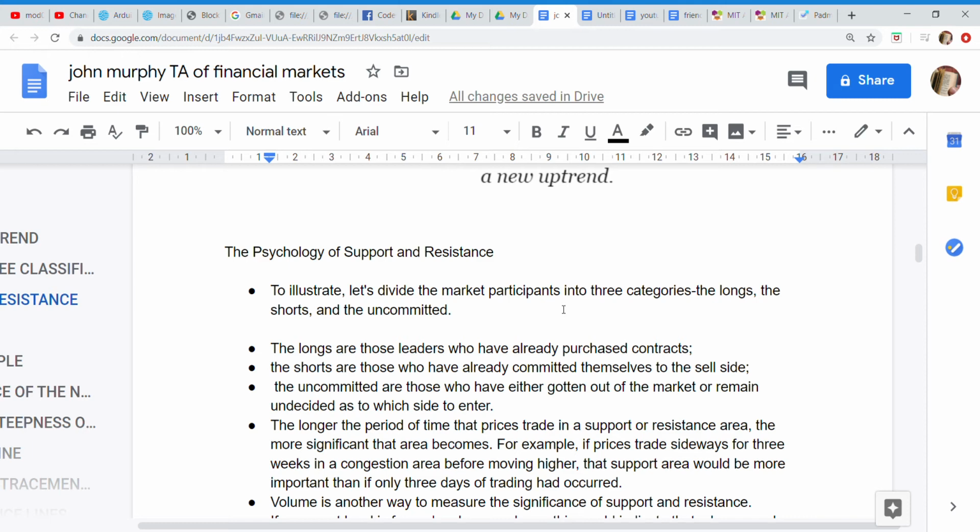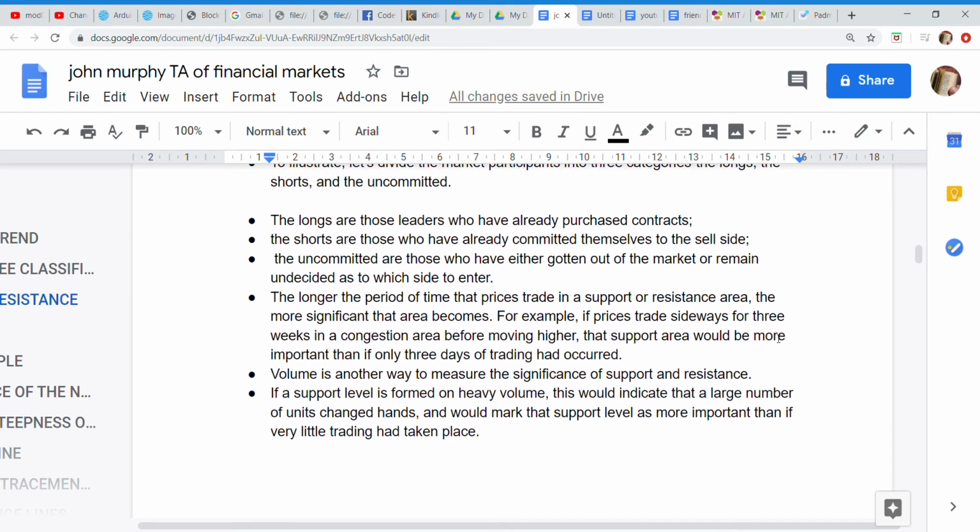The longer the period of time that prices trade in a support or resistance area, the more significant that area becomes. For example, if prices trade sideways for 3 weeks in a congestion area before moving higher, that support area would be more important than if 3 days of trading had occurred.